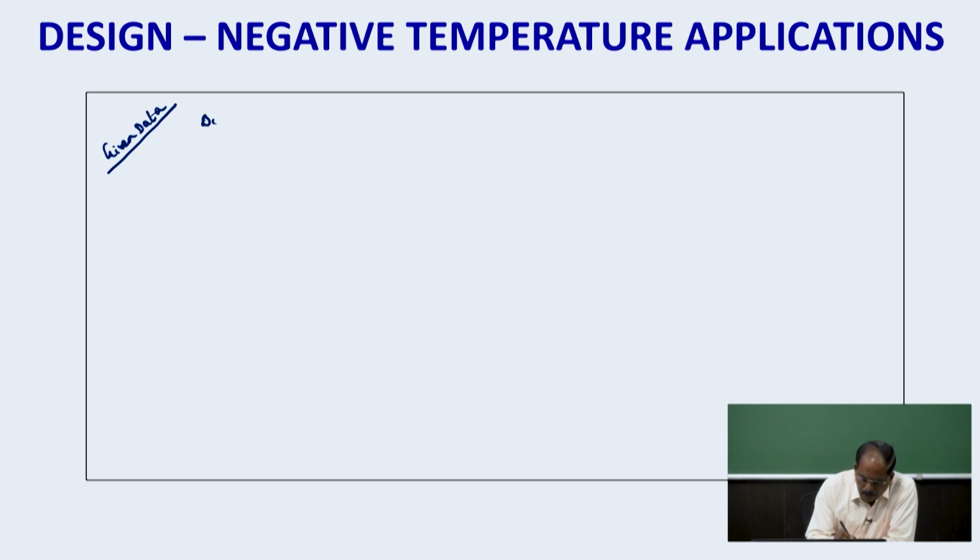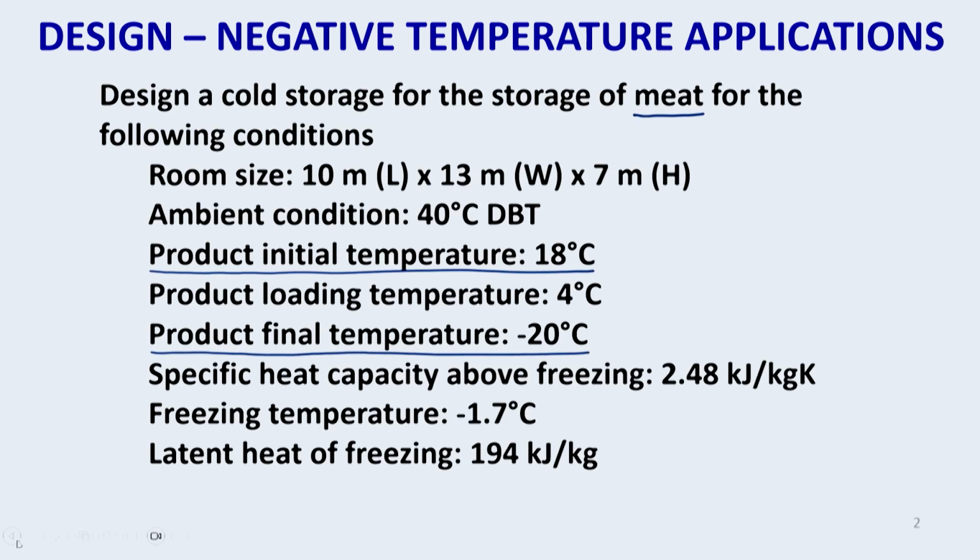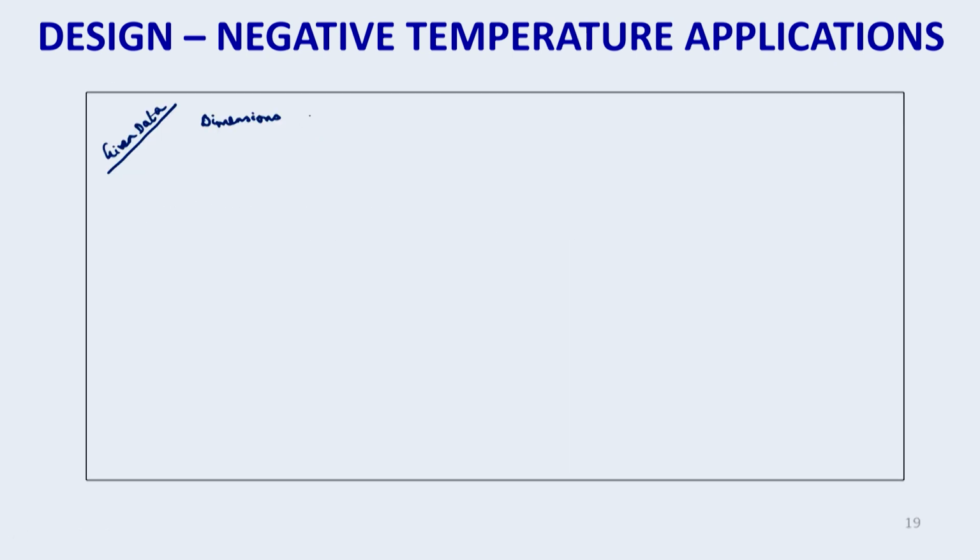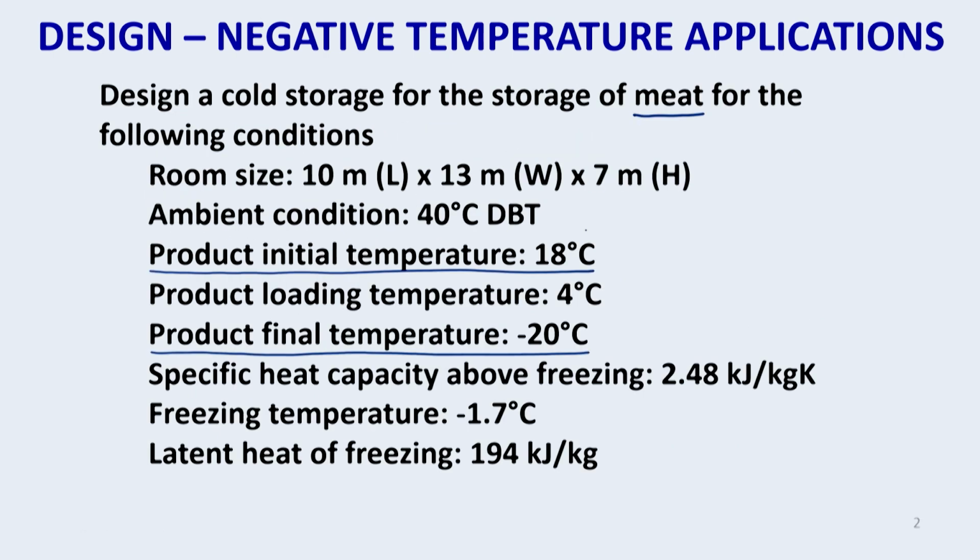Dimensions are given: 10 by 13 by 7, that is 10 meter by 13 meter by 7 meter. That is, length is equal to 10 meter, width is equal to 13 meter, height is equal to 7 meter. Product initial temperature is given, that is T1, 18 degrees centigrade.